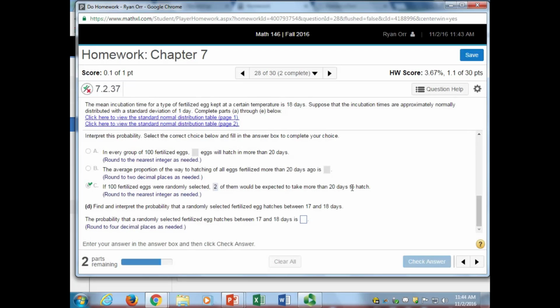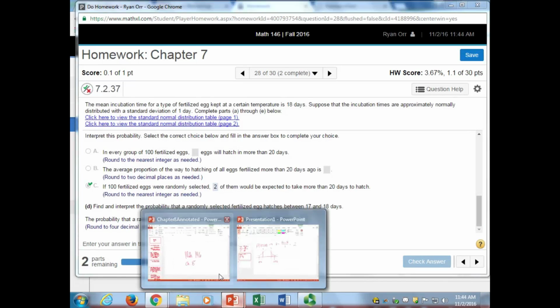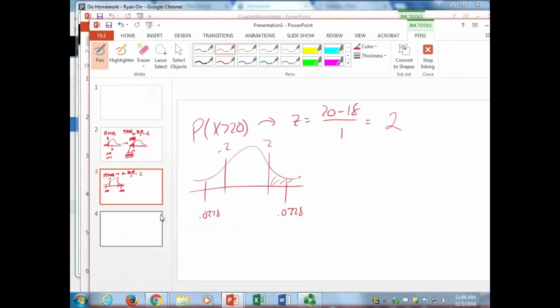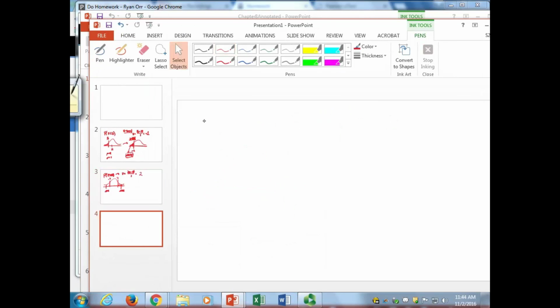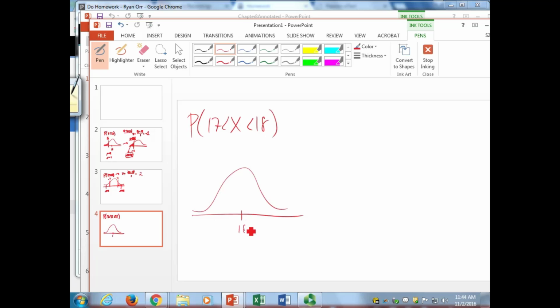All right, how about between 17 and 18 days? So now we're going to do the same thing, but our z-scores will change a little bit. We'll go probability between 17 and 18. It's centered at 18. Here's 17, and I want to know this. So the z-scores for both of them. For 18, that's the mean, so its z-score is just going to be 0. The other z-score is for 17. That z-score is going to be a negative 1.